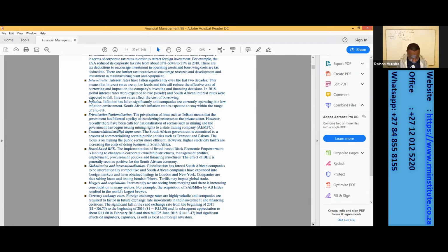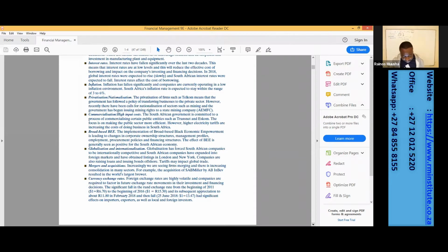Then there's also broad-based BEE, where they say the implementation of broad-based Black economic empowerment is leading to changes in corporate ownership structures, management profiles, employment, procurement policies, and financing structures. So the effect of BEE is generally seen as positive for the South African economy, mainly because they want to make sure that more people have access to economic activities. Although it has its own flaws, the main idea is to ensure that more people have access to the South African economy.